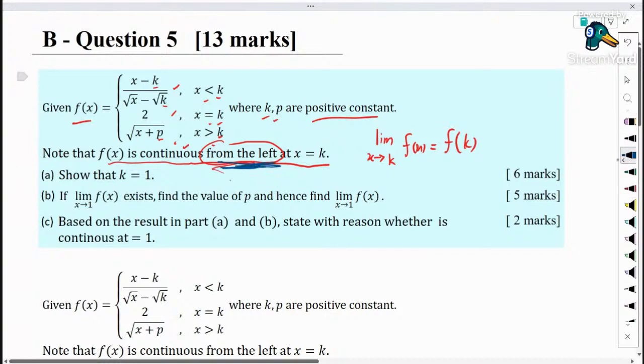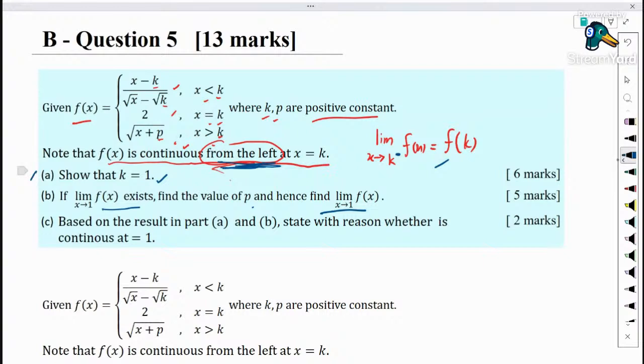That means now it's not approach to k, but approach to k minus. So this is what it means by the statement here. And then from there, we want to find out the following. First, we want to show k equals 1. And then further, given one extra condition, if the limit of x approaching 1 exists, find the value of p and hence state the inverse value.